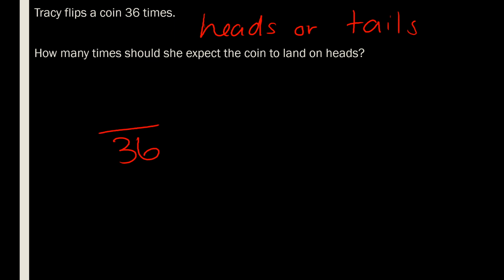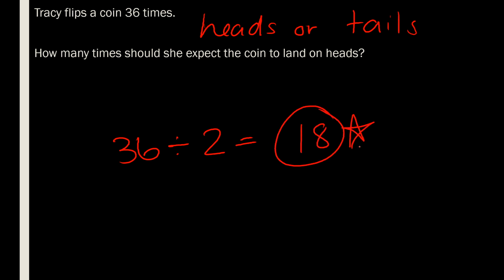Alrighty, next question says Tracy flips a coin 36 times. How many times should she expect it to land on heads? Okay, well, when you're flipping a coin, it can either land on heads or tails, right? Those are the only 2 options that you have. She is flipping a coin 36 times. So out of those 36 times, I would expect half of those where she lands on heads, right? Because you have a 50-50 chance of landing on heads or tails. So all I need to do is figure out, well, what is half of 36? If I take 36 and divide it by 2, I get 18. So she could expect it to land on heads 18 times.